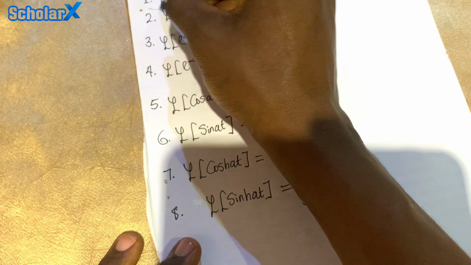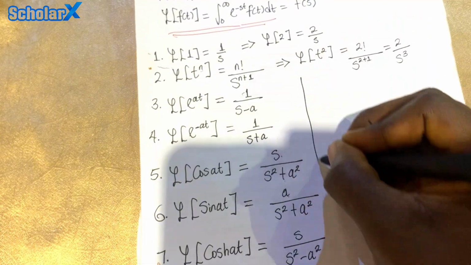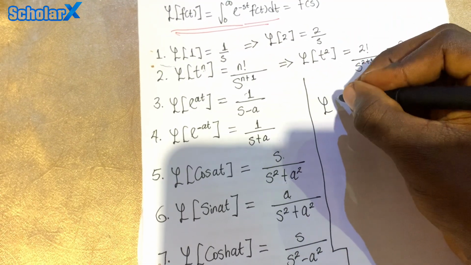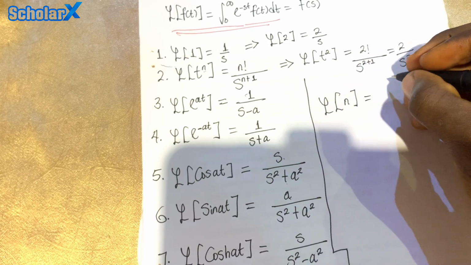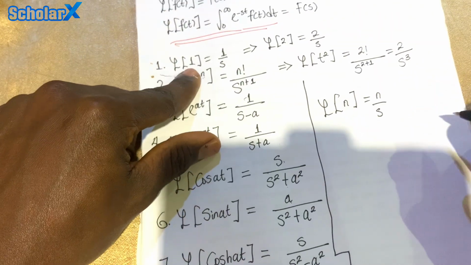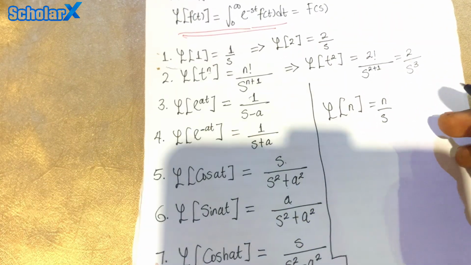Now coming back to this first one we looked at, the formula is actually given like this: if you have the Laplace transform of n, where n is a number, you're going to have n over s. So if you have the Laplace transform of 1, you're going to have 1 over s. If you have the Laplace transform of 2, you're going to have 2 over s.